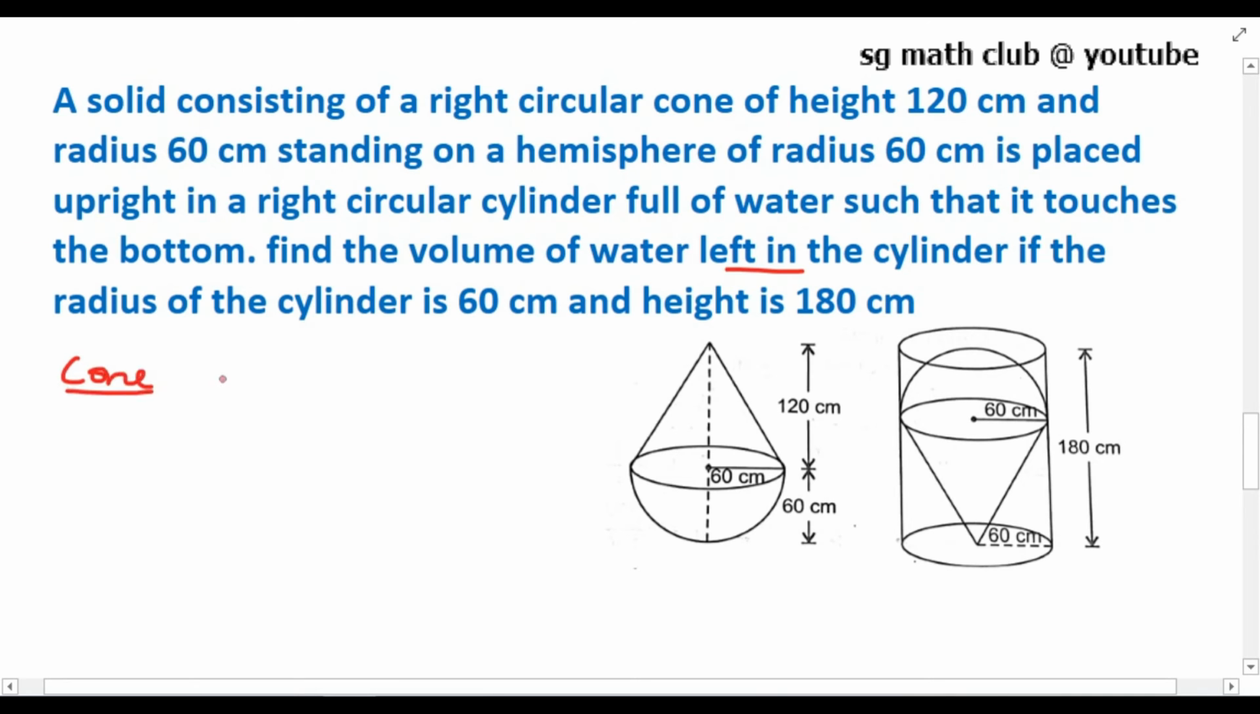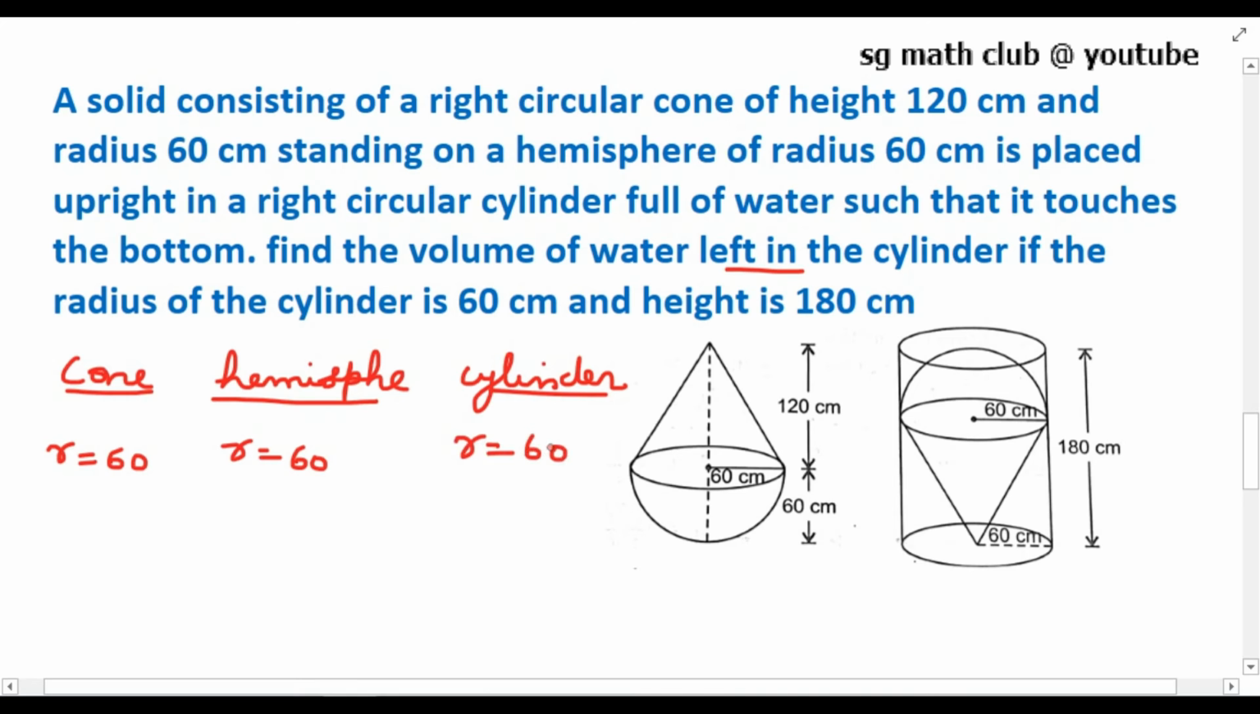First is a cone, and the cone is placed above the hemisphere, and these two are kept upright in the cylinder. Cone radius is 60, hemisphere radius is also 60, cylinder radius is also 60, but the height is different. Cone height is 120 centimeters and cylinder height is 180 centimeters. Now this cylinder is full of water. When this combination of the cone and the hemisphere is kept in the cylinder, some water will flow outside.